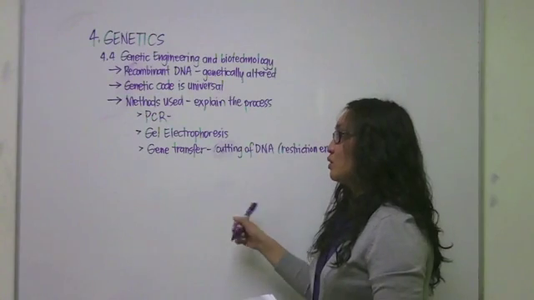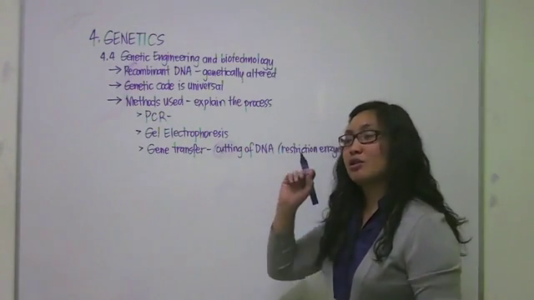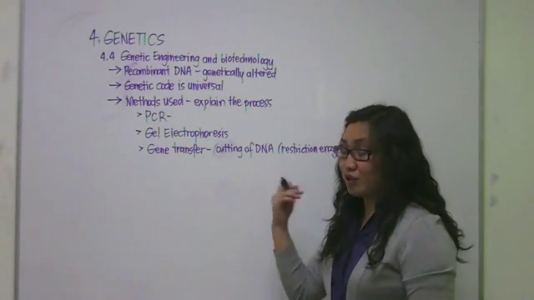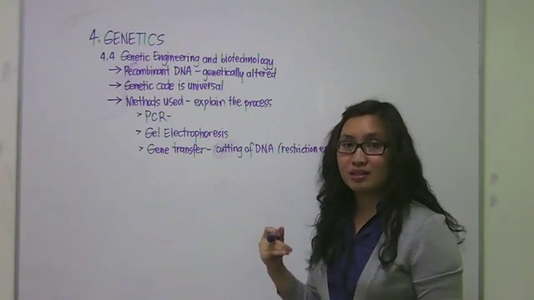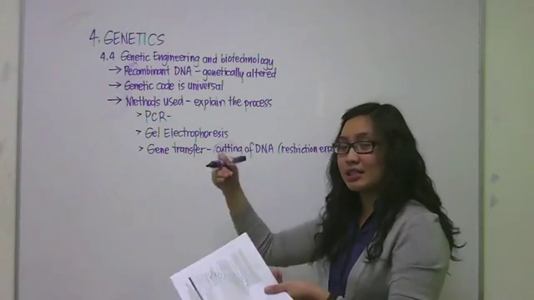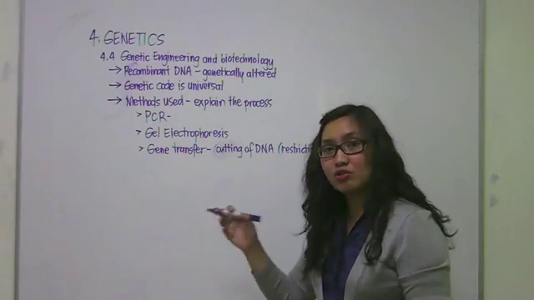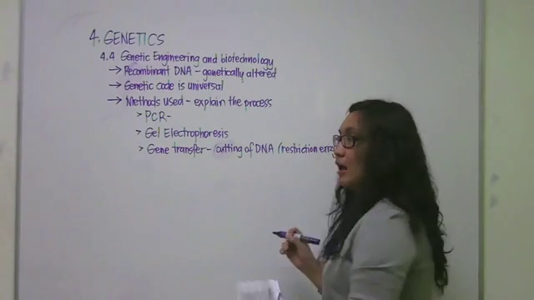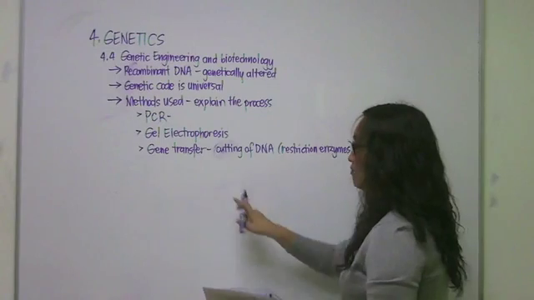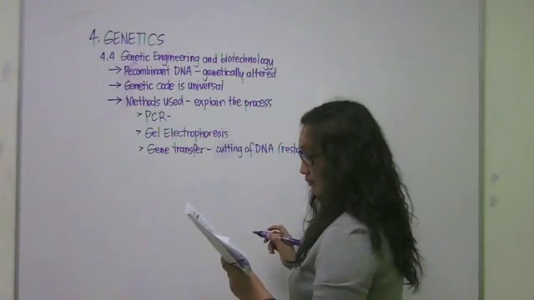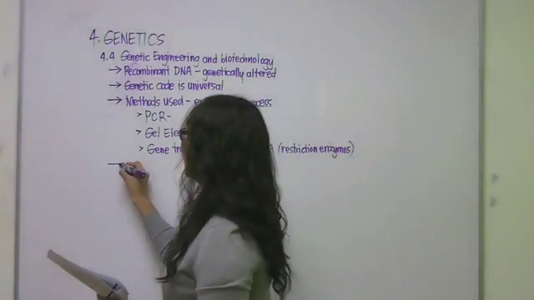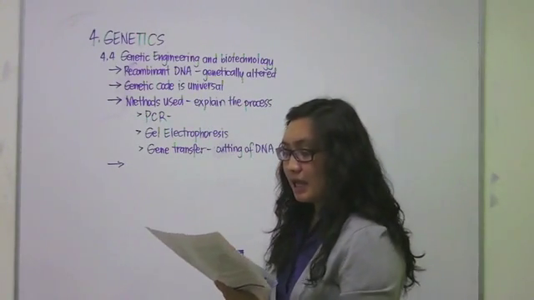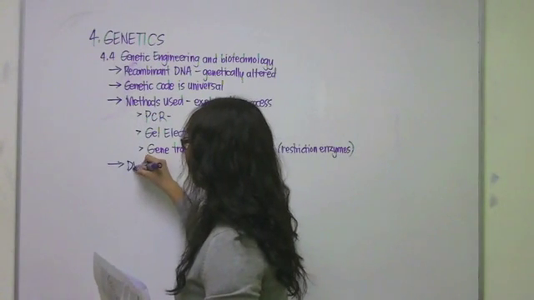Since we are going to use it in a gene transfer, we should use restriction enzymes that would be able to produce sticky ends, so that we can actually insert the required gene to a plasmid, or to the DNA that is being produced by a bacterium. So the next thing that needs to be discussed under genetic engineering is DNA profiling.